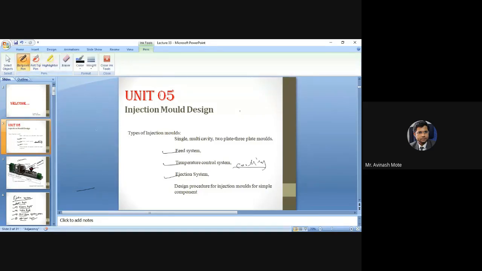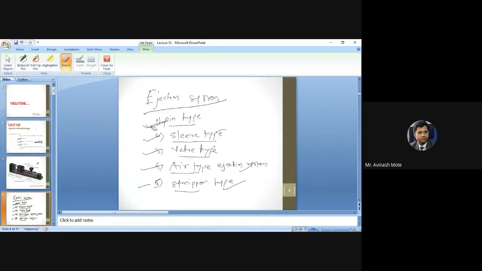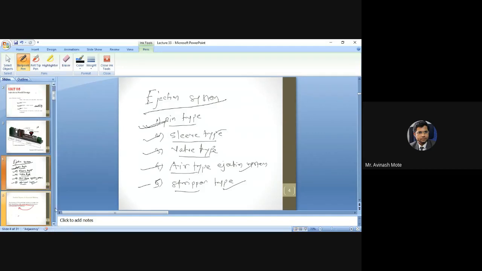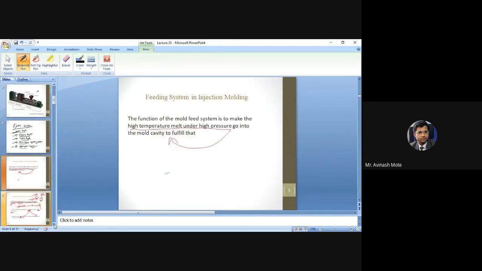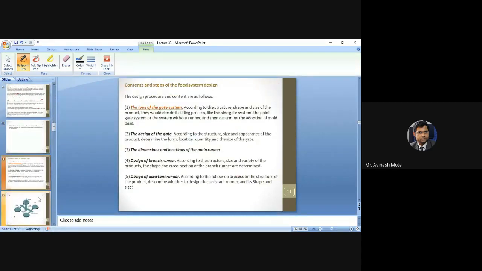Okay, so here we discussed how the feeding mechanism works, how the ejection mechanism works, and how the cooling system also works. This is the general design of the injection mold. We discussed the ejection system and also the types of ejection system. Possibly there will be an MCQ type question based on the types of ejection systems. Right, then we discussed the feeding mechanism. What is the role of the feeding mechanism?